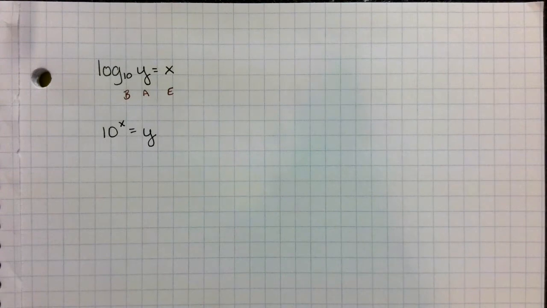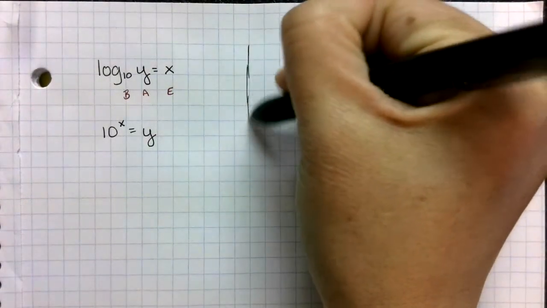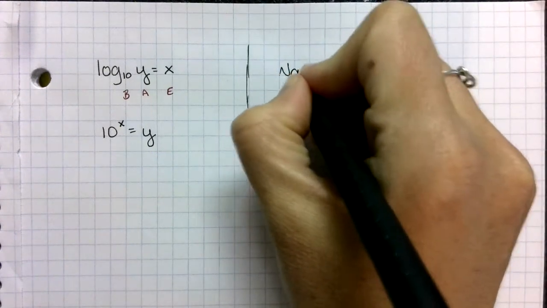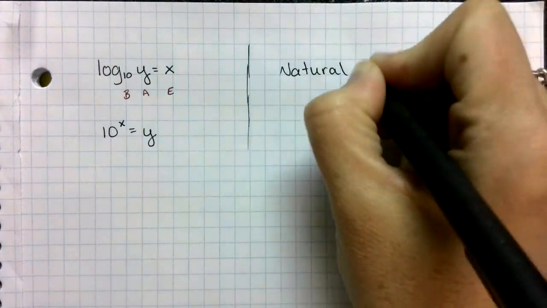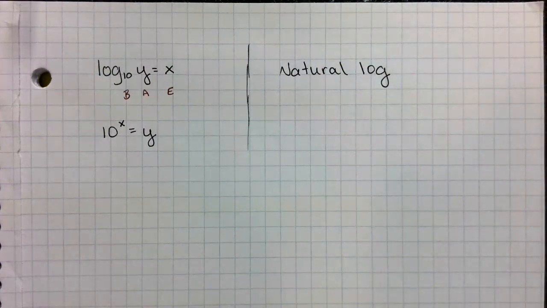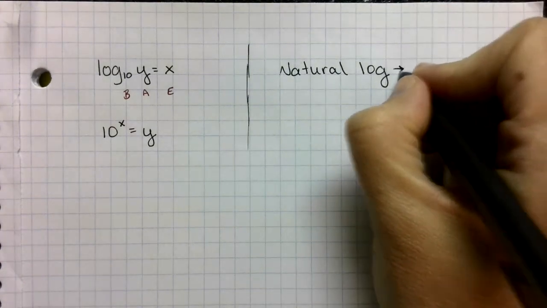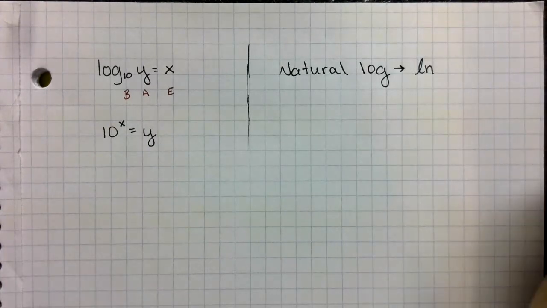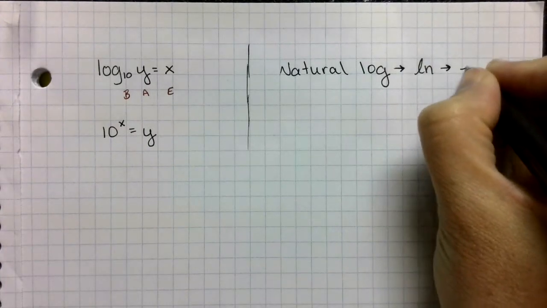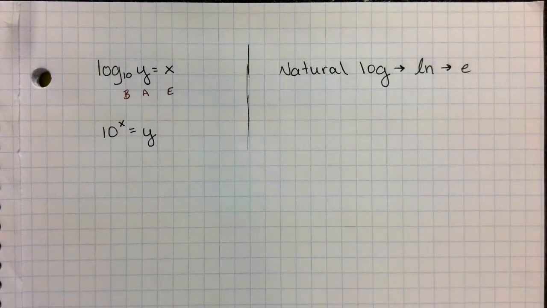That was a really important property, and it allowed us to rearrange so that we could better solve our equations. So, what we're going to look at today is something called the natural log. We talked a little bit about it when we learned about our money equations. Remember, we had the formula PERT. Natural log is denoted by LN, and natural log goes hand in hand with the number E.